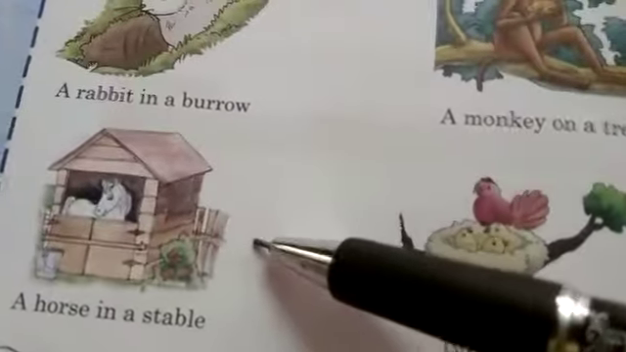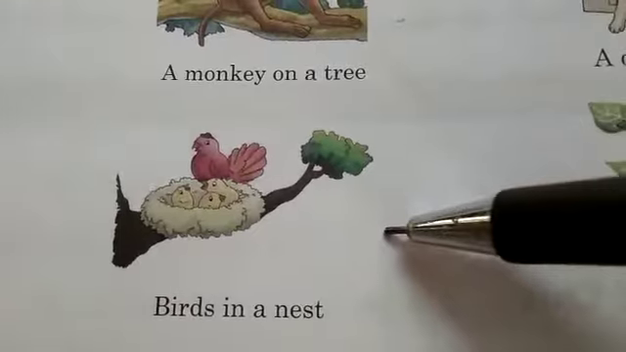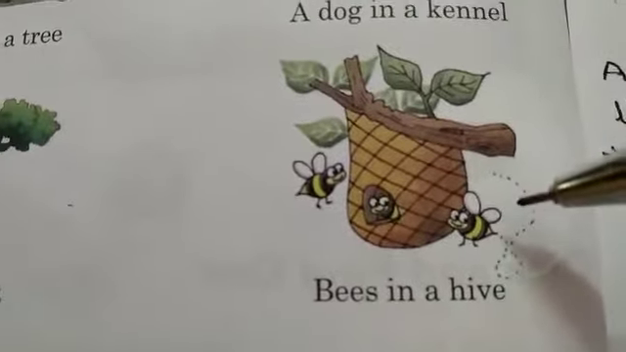Similarly, a horse lives in a stable. Bird lives in a nest. And bee lives in a hive.